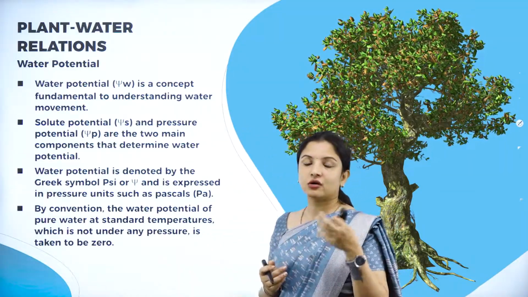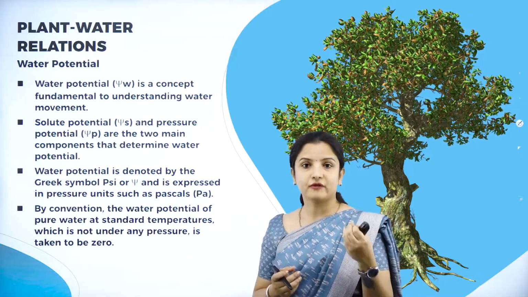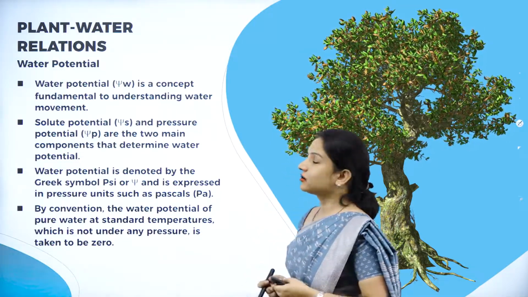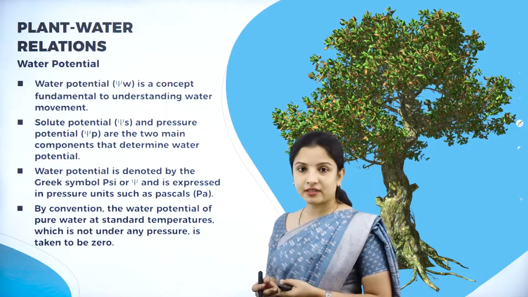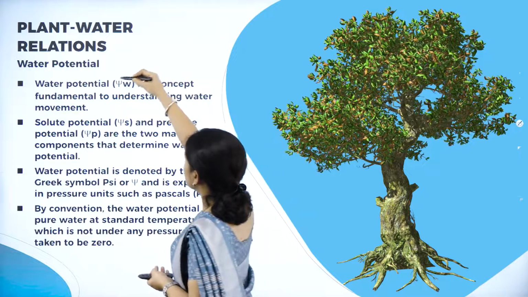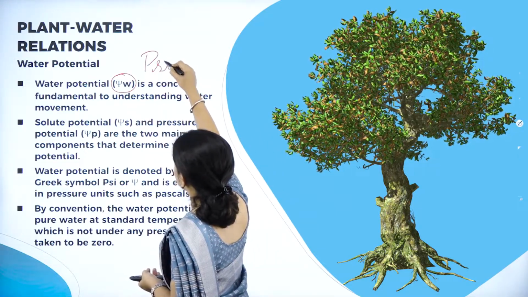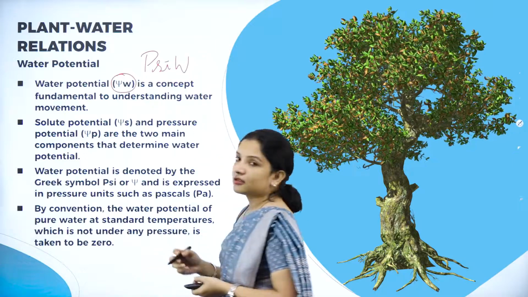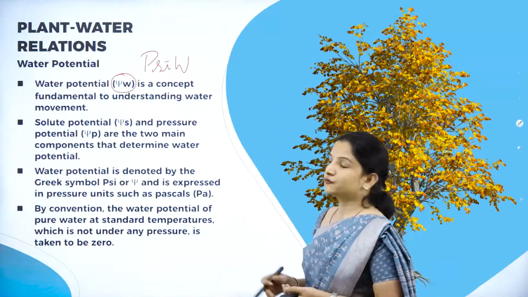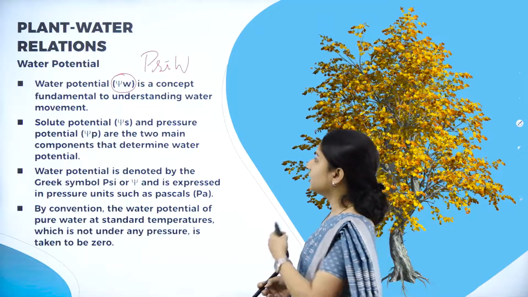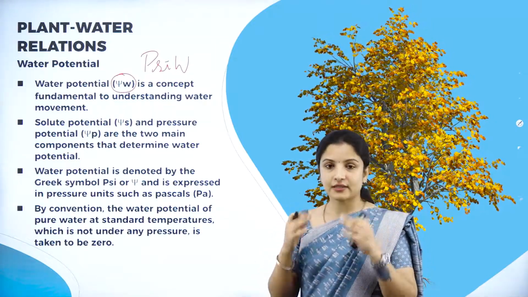Next, talking about water potential. How do these plants absorb water? What actually helps in the movement of the water? There is something called water potential. Water potential is usually represented by the symbol psi W. Psi is the symbol that represents the potential and W is for water. Water potential is very important to understand.